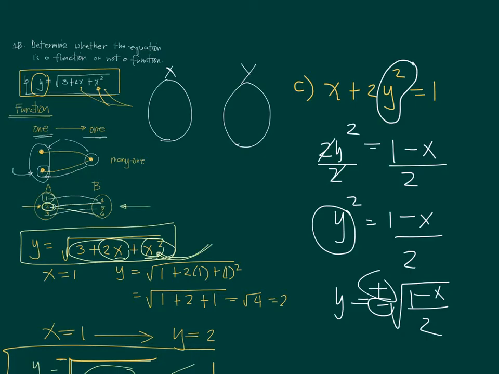Okay? So an easy clue: if you see a y squared, that's leading to a mere relation, and it cannot be a function. Okay, so I hope this video was able to help you understand how to identify whether equations behave as a function or are just a mere relation. Okay, so that's it.